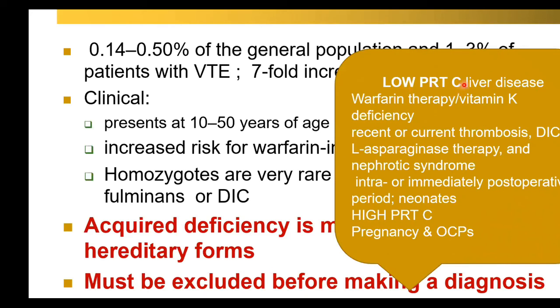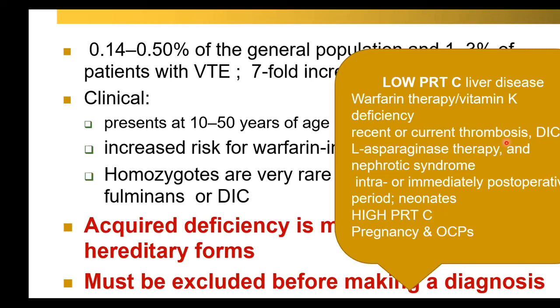So for low protein C, acquired causes are more common. And what are those? There is liver disease, warfarin therapy, vitamin K deficiency, recent or current thrombosis, DIC, L-asparaginase therapy, which you get given in ALL, nephrotic syndrome, because there is a lot of protein loss, and the intra and immediate post-operative period. Neonates as well. High protein C is seen in pregnancy and OCs, and that is one acquired cause of thrombophilia. It is because of an increase in protein C.